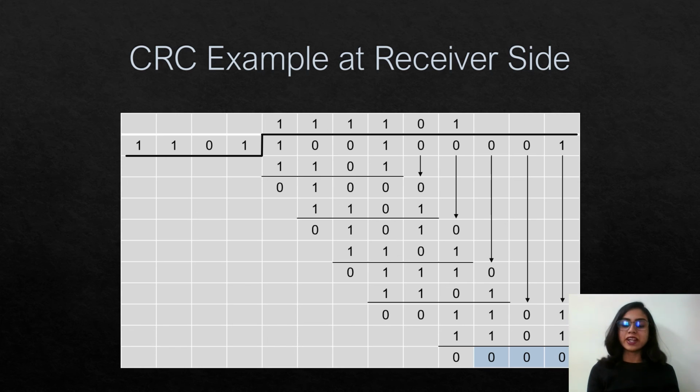In the final part, the remainder will be all zeros. You can see here in the remainder part, 000, the 3 bits of zeros. This means that the data has been accepted by the receiver.